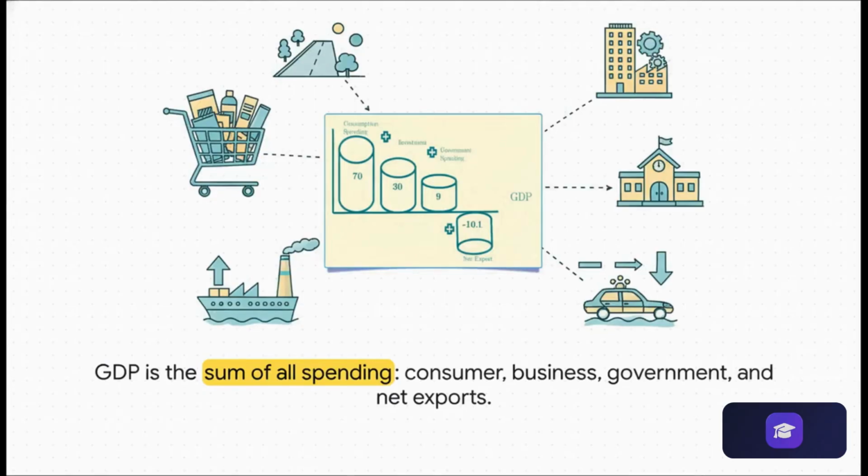So, how do they add it all up? Well, the most common way is what's called the expenditure approach. It's actually pretty simple. You just add up all the spending in the economy. That means everything you and I buy as consumers, everything businesses invest in new equipment, all the money the government spends, and then net exports. And that's just a fancy way of saying a country's total exports minus its total imports.